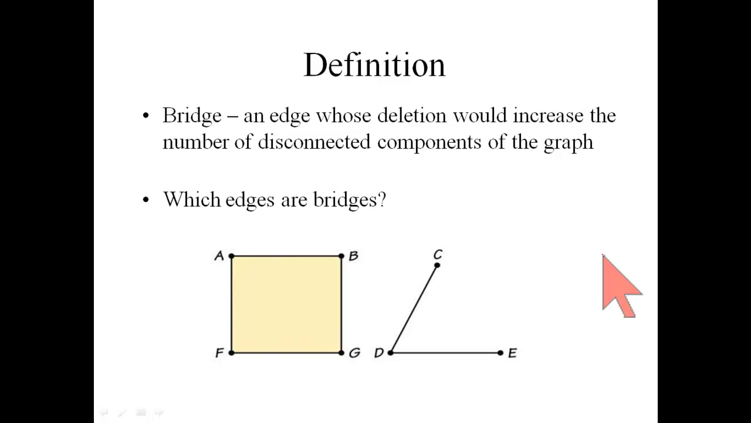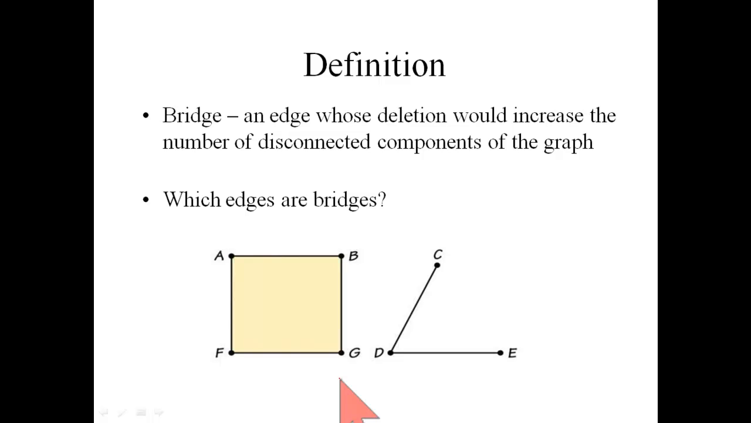To describe the algorithm, let's first state what an edge called a bridge is. A bridge is an edge which, if you delete it, would increase the number of components of the graph. So let's talk about what that means with this example at the bottom.